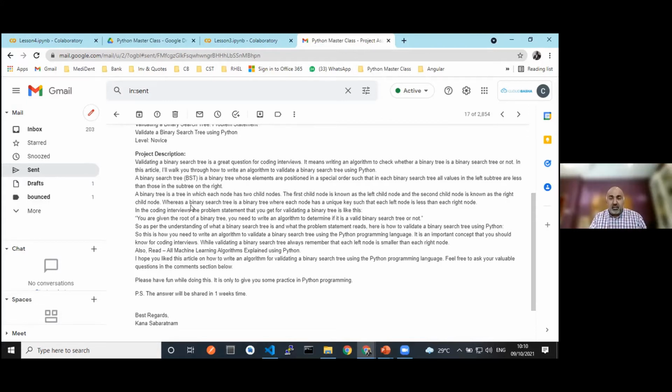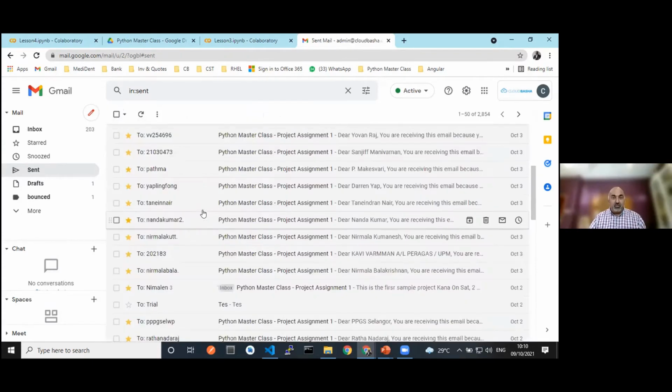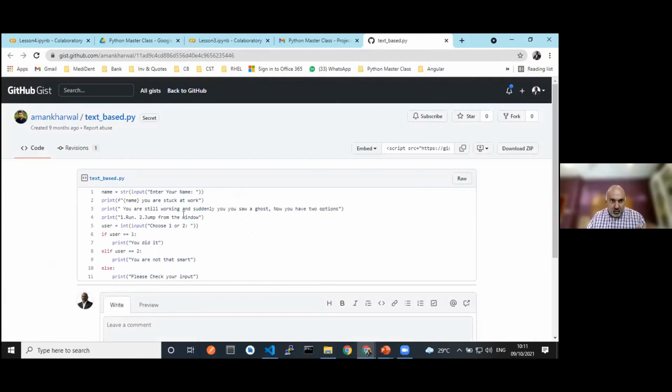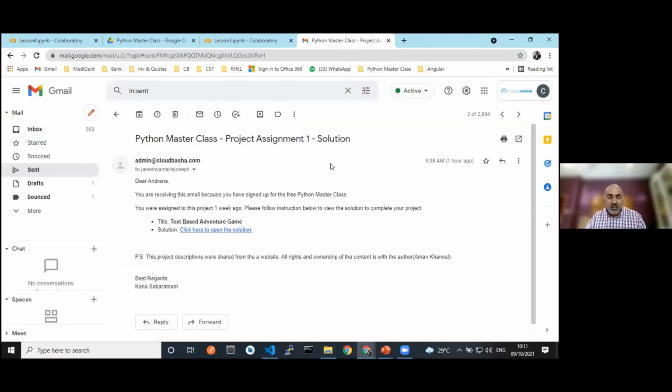If you don't understand, you can search the web. I got this all from the web, so it is sitting somewhere on the web. Once the week is over, I will send you a solution. For example, this is a test. There will be a solution. You can just click on the solution, and you can see the code, how it's written. So this is what I will be sharing with you.